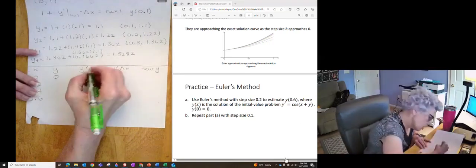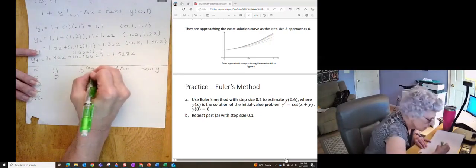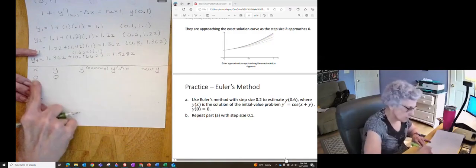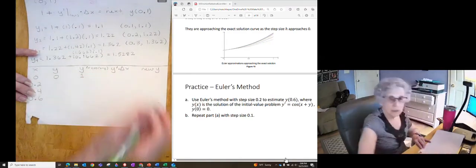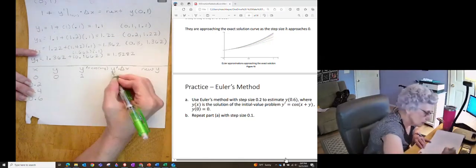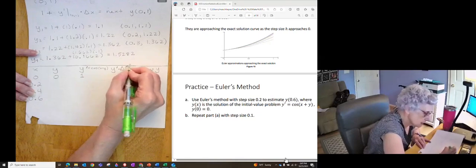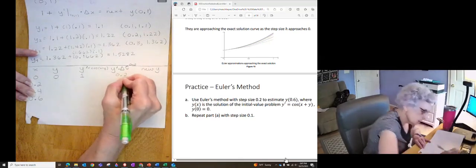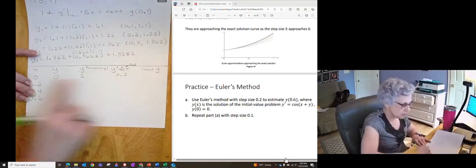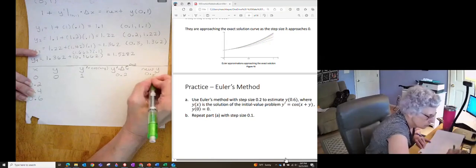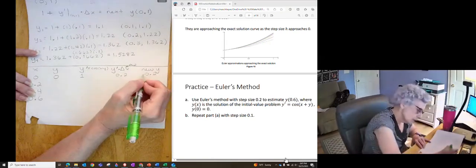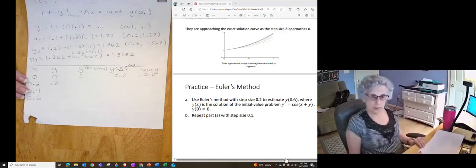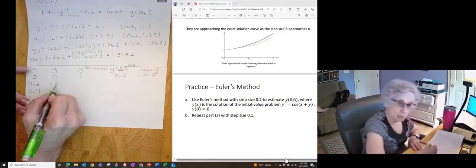So I'll start filling in my chart. Y prime was equal to cosine of x plus y. So cosine of 0 is equal to 1. 1 times my step size, and again my step size is 0.2, is equal to 0.2. So 0.2 plus 0 is 0.2. So 0.2 comes down, and it's my new y. So now I have 0.2.